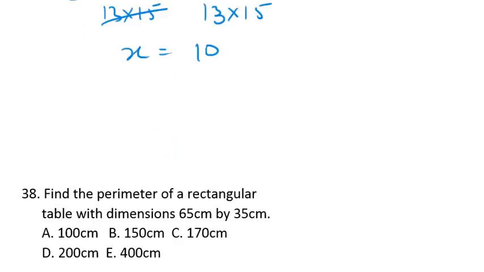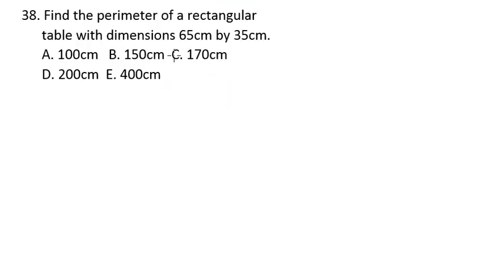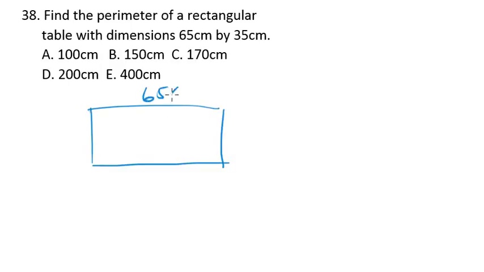So let's go down. Find the perimeter of a rectangular table with dimensions 65 centimeters by 35 centimeters. So let's say this is our table here, and we have this as 65 centimeters, with this as 35 centimeters. We are to find the perimeter. Now the perimeter is the distance around any plane shape. So if this is 35, it means this is also going to be 35 centimeters. If this is 65, it means this is also going to be 65 centimeters.